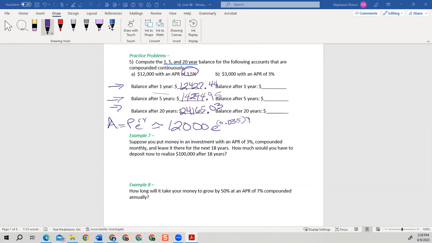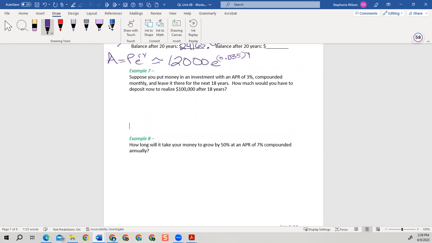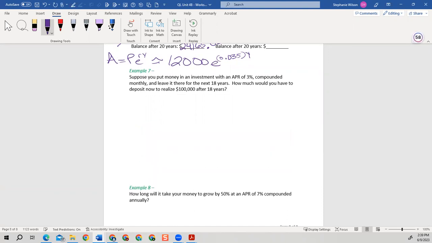Example 7 here says that suppose you put money in an investment with an APR of 3% compounded monthly and leave it there for the next 18 years. How much would you have to deposit now to realize 100,000 after 18 years? Okay.